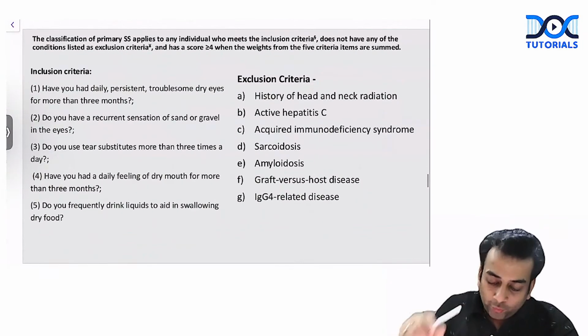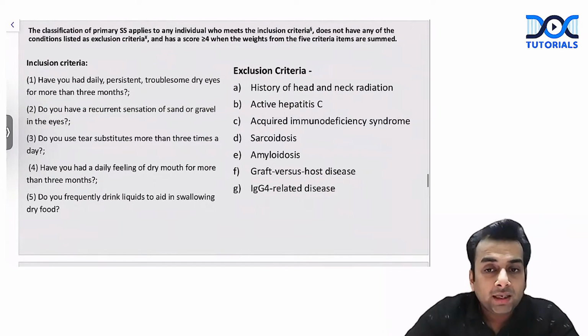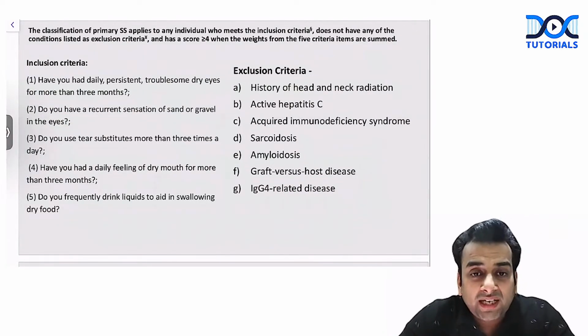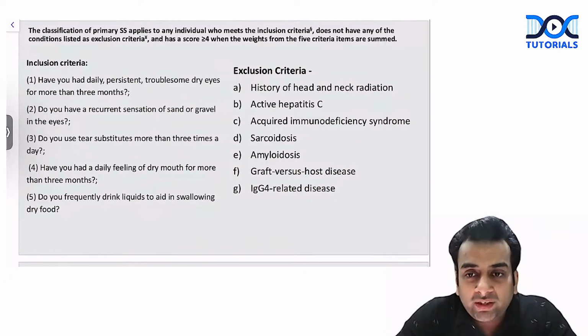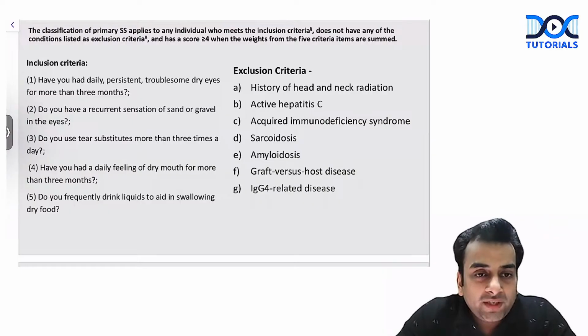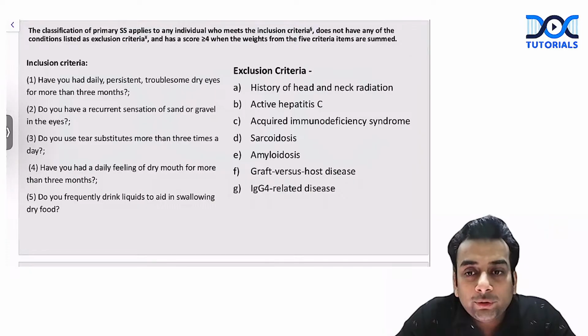So, if you know the classification criteria of Sjogren syndrome, what do we do? It applies to an individual who meets the inclusion criteria, does not have any of the conditions listed as the exclusion criteria, and has a score of more than or equal to 4 when the weights from 5 criteria are summed.